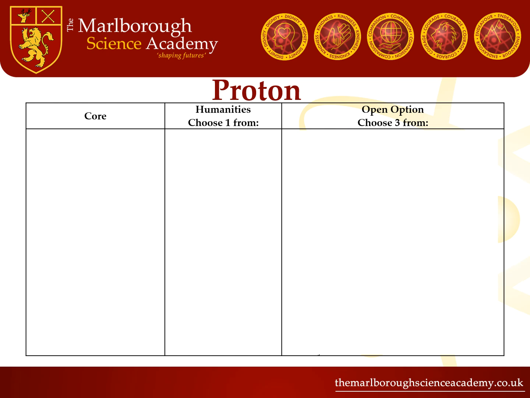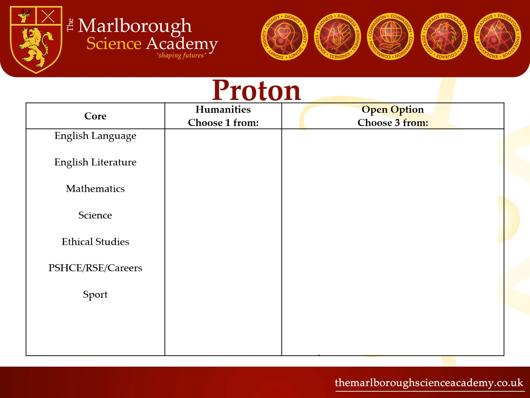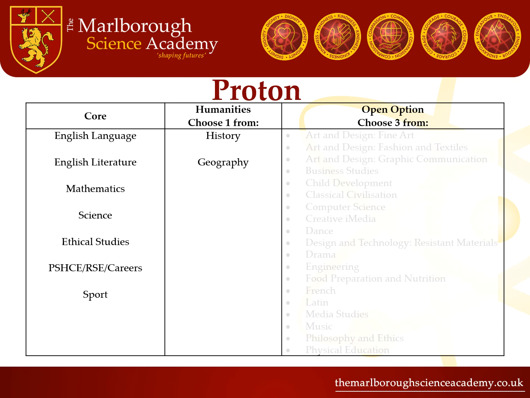The next option route is our proton route. Students on the proton follow all the core subjects. They then have to choose a humanities subject, either history or geography, and then they choose 3 subjects from the open option column.